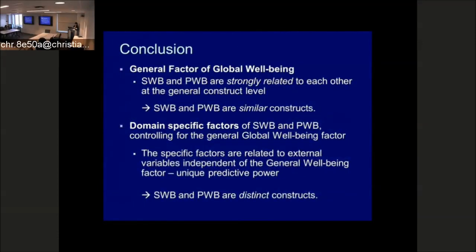The conclusion is the general factor of well-being represents the core, the overlap between the two types of well-being. So the two types of well-being are strongly related to each other at the general construct level. Therefore, they are similar. They are similar at the general, at the higher level. However, the fact that these domain-specific factors also demonstrated unique predictive power means the two types of well-being are distinct. So they are similar and distinct.